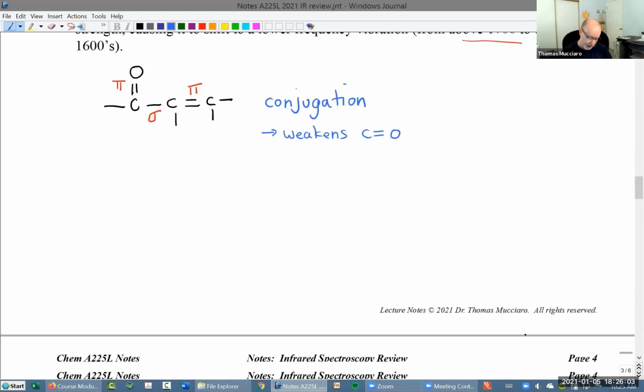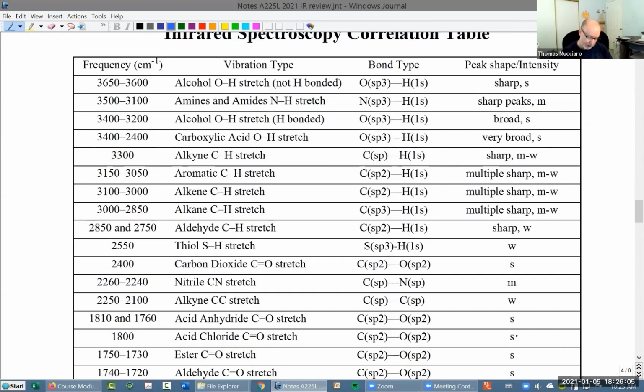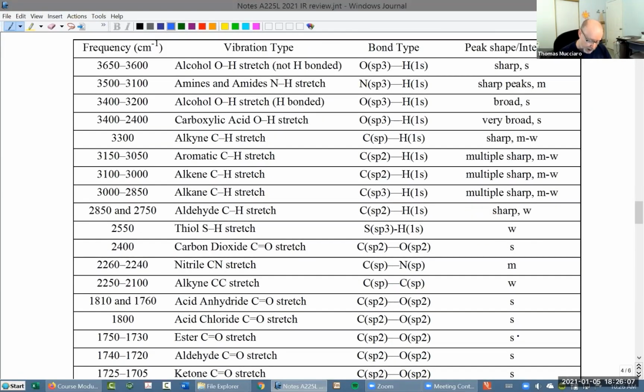All right, let's look at our correlation table. Let me describe this for you really quickly. I modified this a little bit from the one that was in your notes last semester.